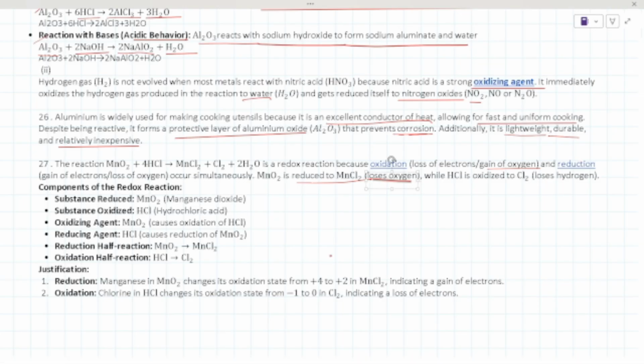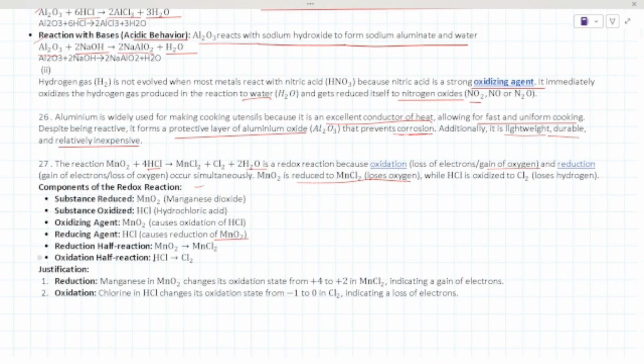So here you can see the components of the redox reaction. The substance that is reduced is MnO2, manganese oxide. The substance which is oxidized is HCl, hydrochloric acid. The oxidizing agent will be MnO2, right? It causes oxidation of HCl. And the reducing agent will be HCl, as here on the right hand side, it is causing reduction of MnO2.